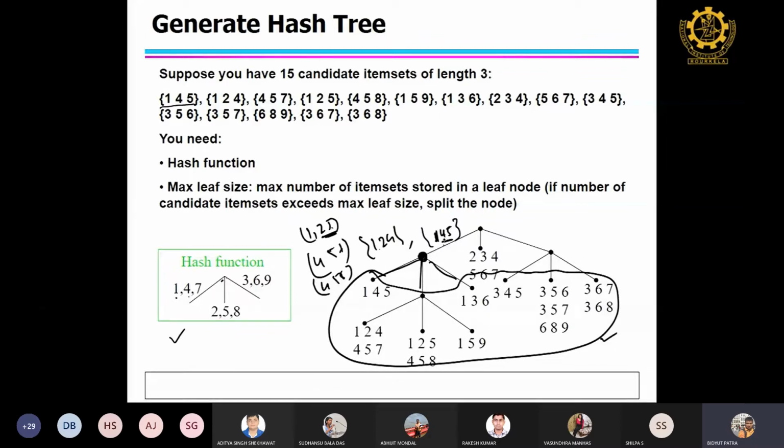Then the next item in the set is 4 and 5. Where will 4 appear? 4 will appear on the left side, because 147 comes on the left side. Therefore 145 will go to the leftmost side. Now, what are the other items? If you see here, 1, 2, 4. Already 1 is on this side, and 2 means it will go to the middle. So 1, 2, 4 will appear somewhere here.